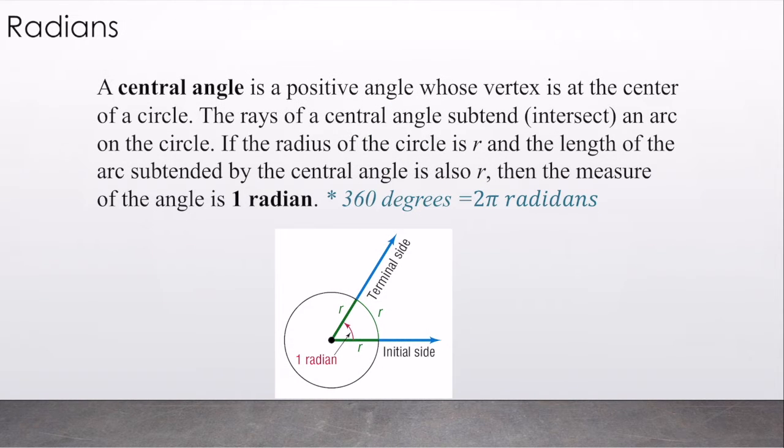A central angle is a positive angle whose vertex is at the center of a circle. The rays of a central angle subtend or intersect an arc. Here we have our arc on the circle. If the radius of our circle is r and the length of the arc subtended by the central angle is also r, then the measure of the angle is 1 radian, right? 360 degrees of full rotation around the circle is 2 pi radians, but that's the formal definition of a radian.